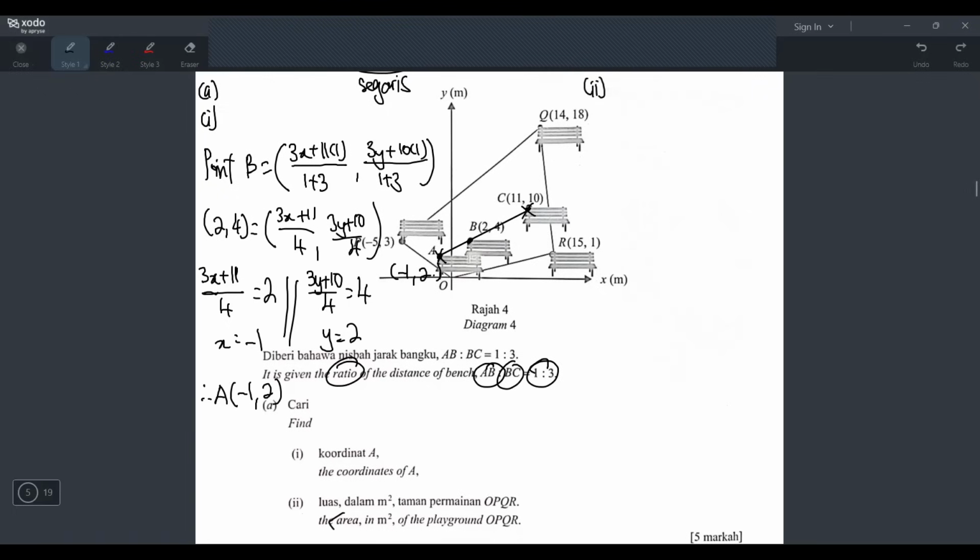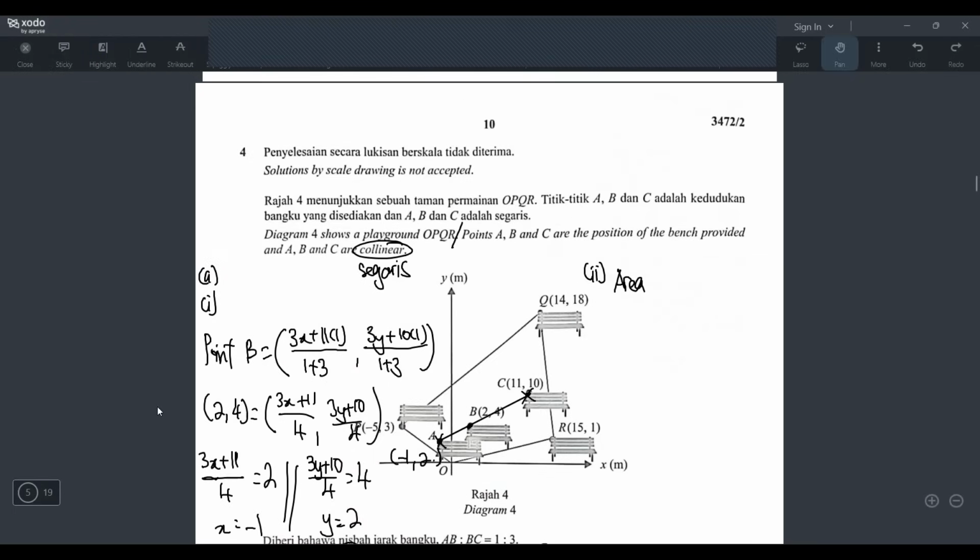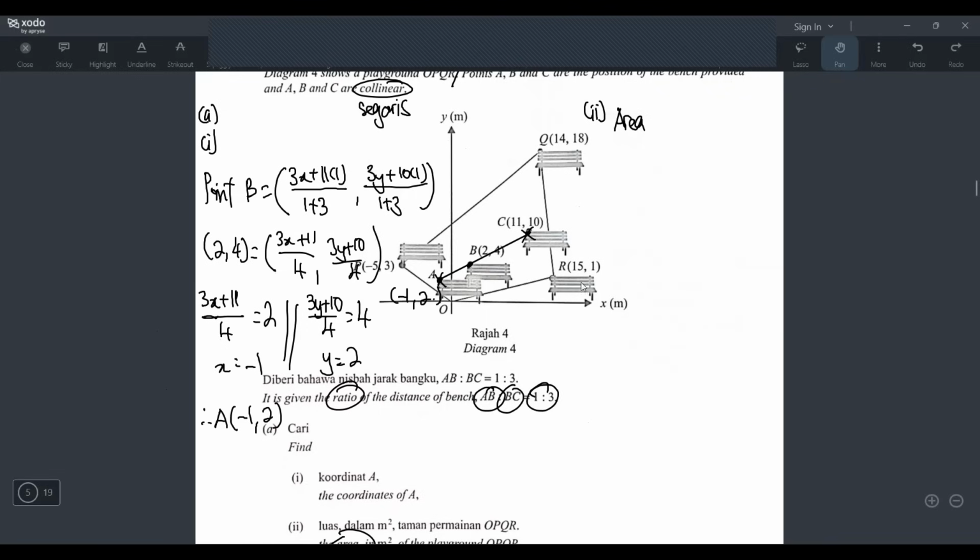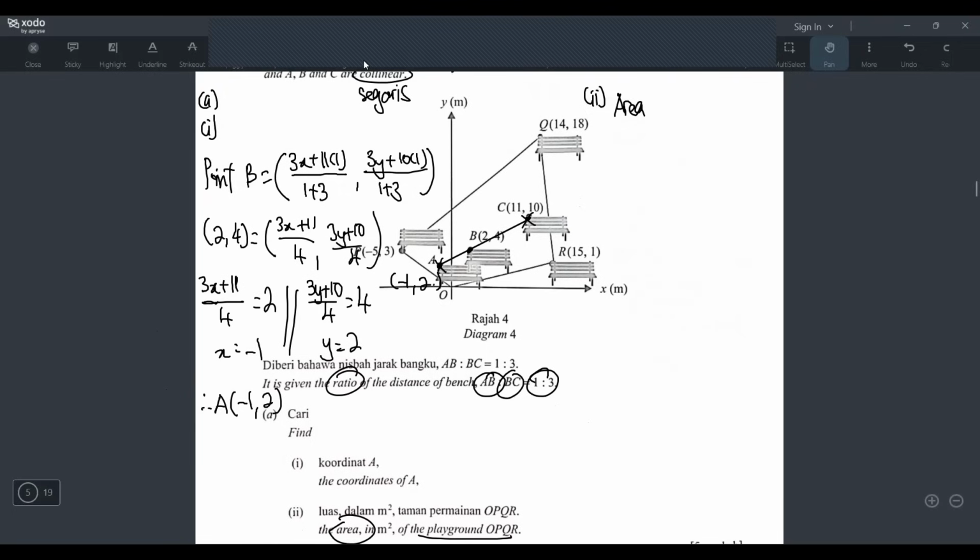Okay, number 2, find the area of playground OPQR. So the area of playground, but they say in meter square. Is this in meter? Okay, they never say, huh? They never say that all of this is in meter. Oh, actually they did mention here. Yeah, it's in meter. So I don't have to worry about the unit because the x-axis is already in meter, the y-axis also already in meter. So I just straight away find the area using this formula.